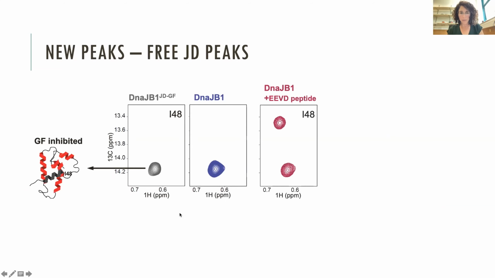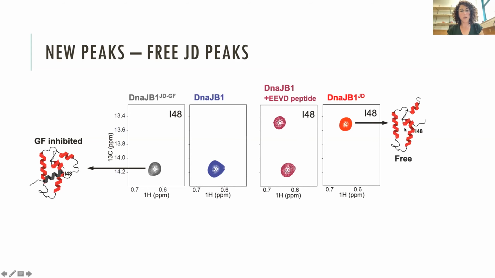When we added the peptide, we saw a new peak forming. And when we wanted to find out what this peak was, we compared it to the free J-domain, and we saw that indeed, this is the peak of the free J-domain, so the same residue in the conformation that is free and able to bind HSP70. So addition of the HSP70 tail, the EVD tail, frees the J-domain and enables subsequent binding.